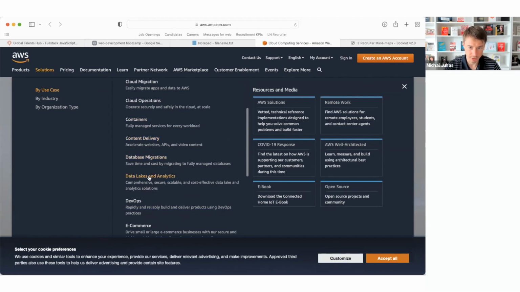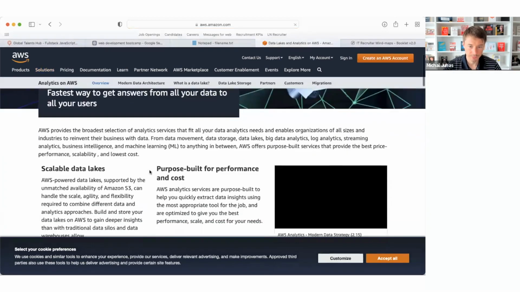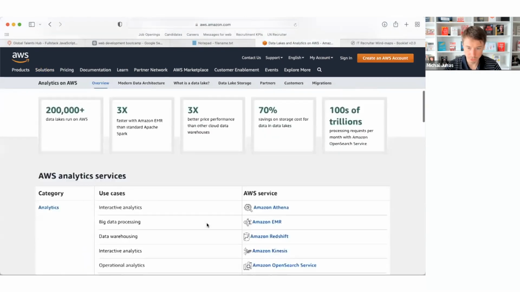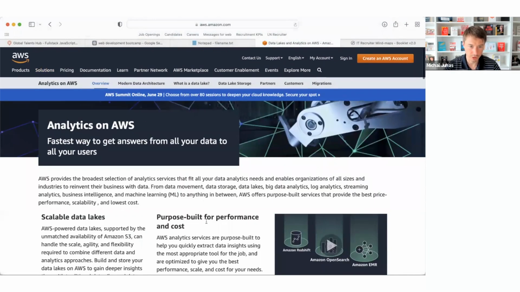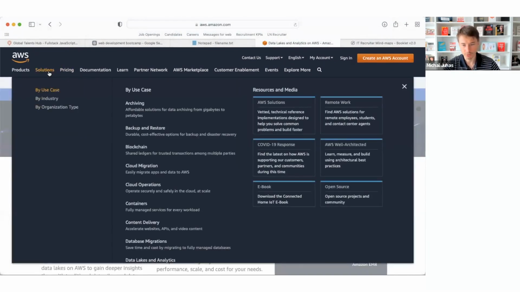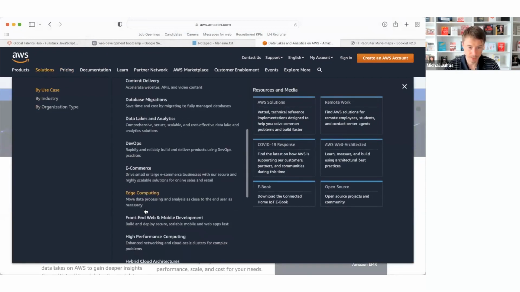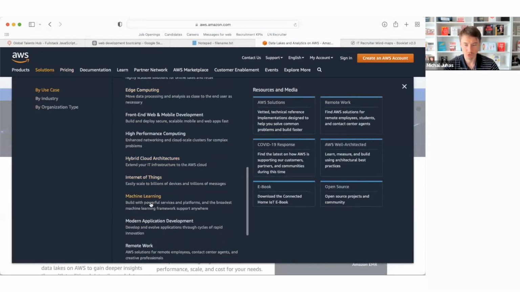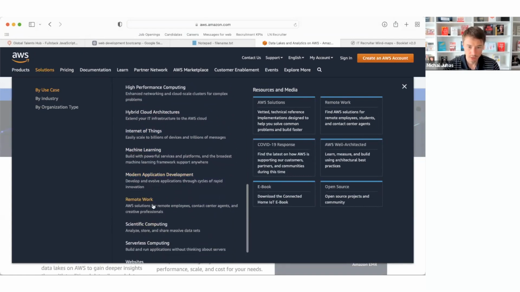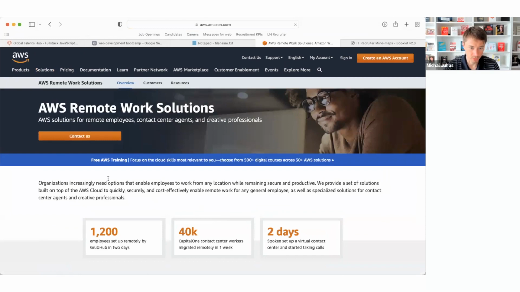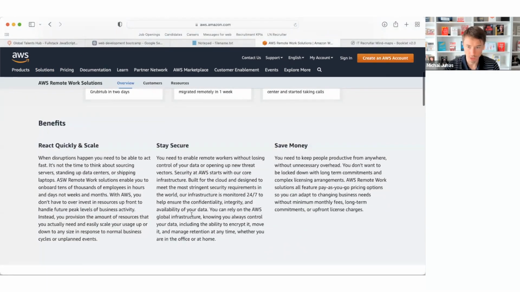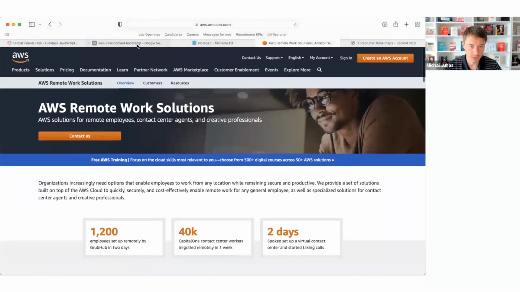Database migration, data lakes, and analytics. Well, it's hard to see from here, but if you log into their console, you can see lots of different services. They have lots of different solutions for Internet of Things, for machine learning, and even for remote work. I didn't even know. Oh, wow, I have to check this later. So I'll just keep it open.